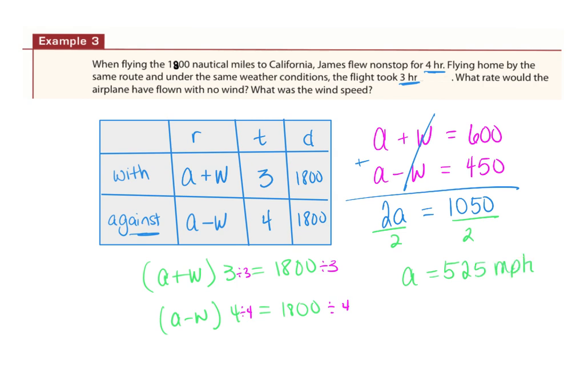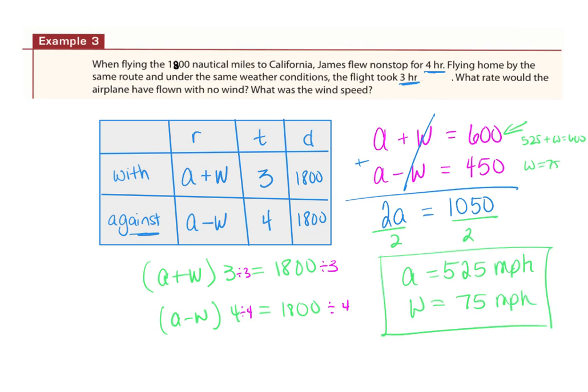To figure out what my wind is, I'm just going to plug it back in. I'm going to say 525 plus what equals 600. And you'll see that your wind is 75. So you're going to see this pattern start happening as you do these.